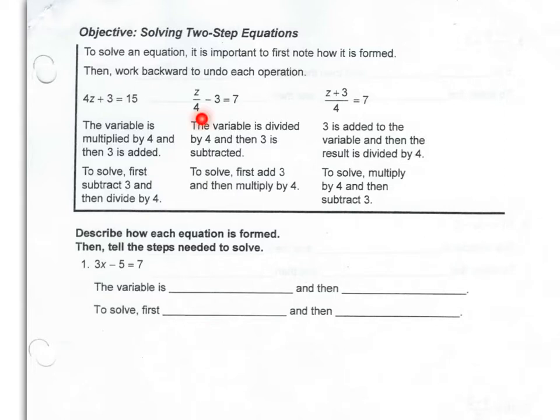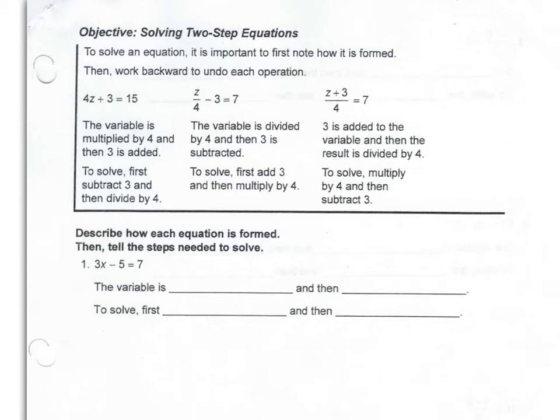In the second one, we have z over 4 minus 3 equals 7. Z is divided by 4 and then subtracted 3. So that means we're going to have to add 3 and then multiply by 4 to solve. Notice how when we're solving these two, the last operation we're going to be doing is undoing that multiplication and that division. But over here on this third one, it's actually a little bit different.